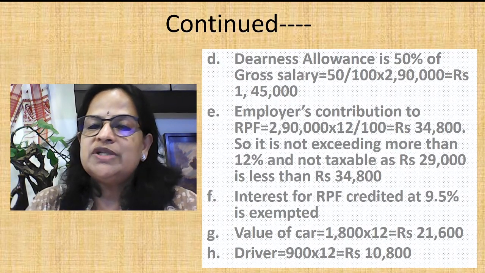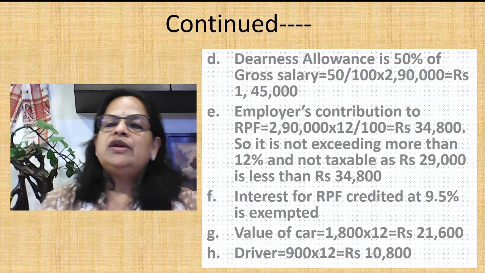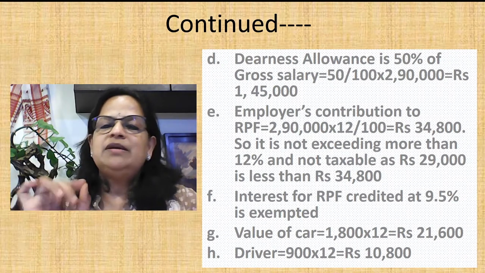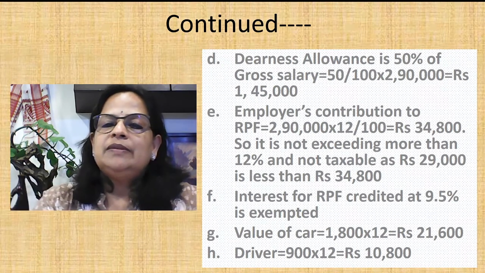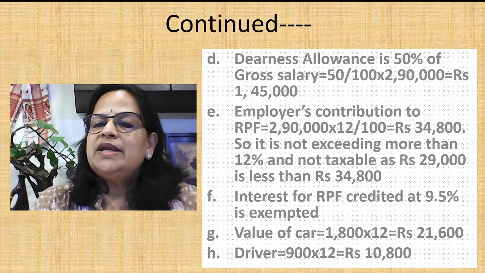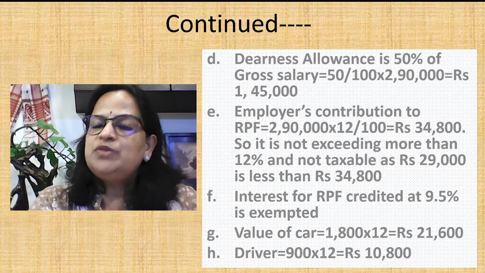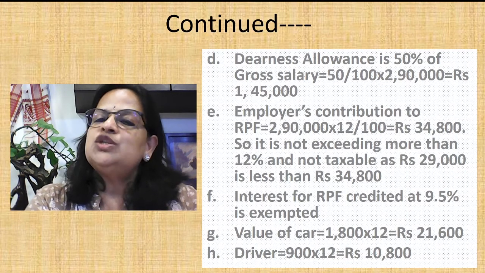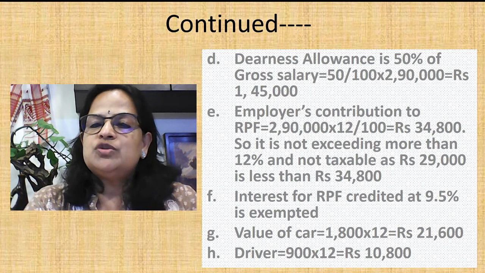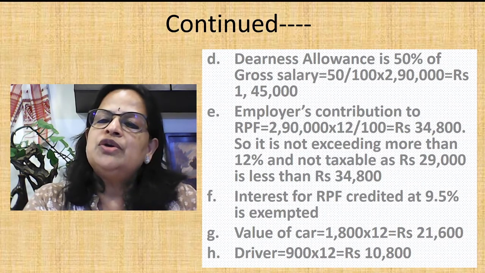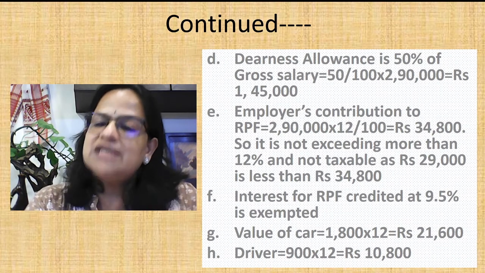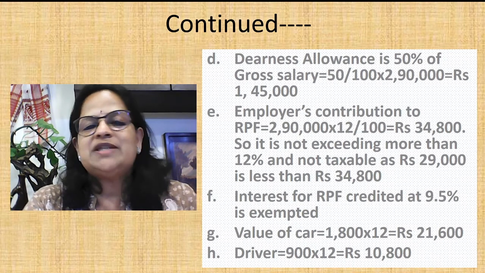So 34,800. Here you have to remember that it's not exceeding 12%. It's not taxable as 29,000 is less than 34,800. Up to 34,800 is 12% of RPF contribution. But here the employer is contributing only 29,000, meaning it's less than 12%, so it will not be taxable.